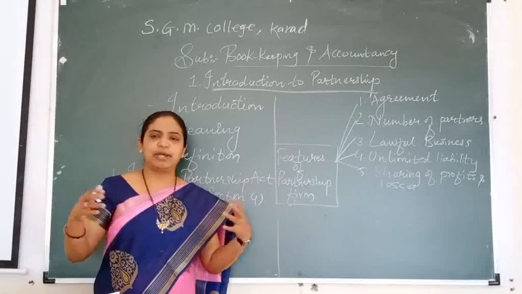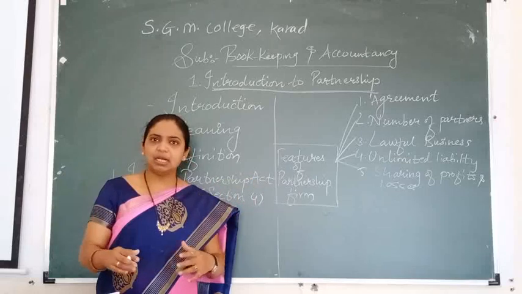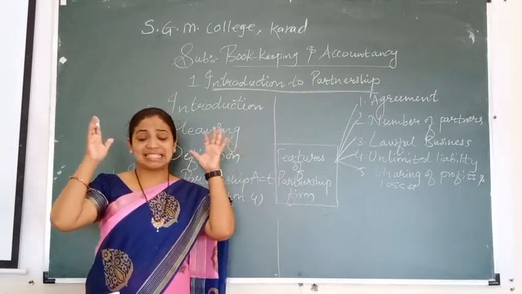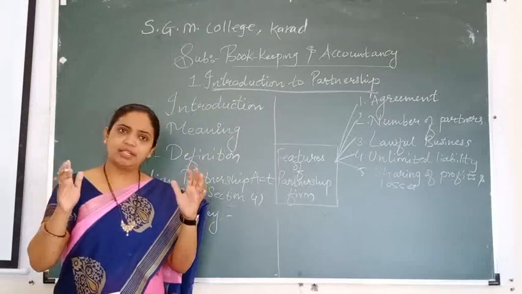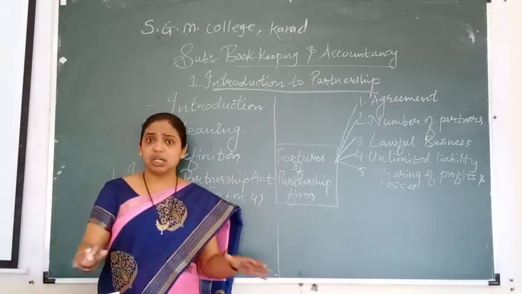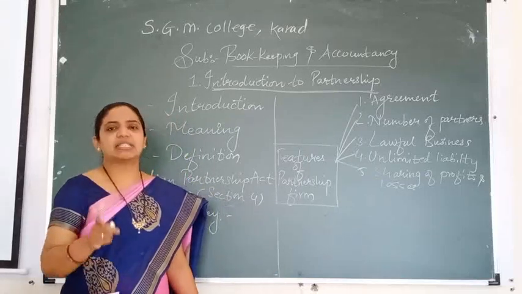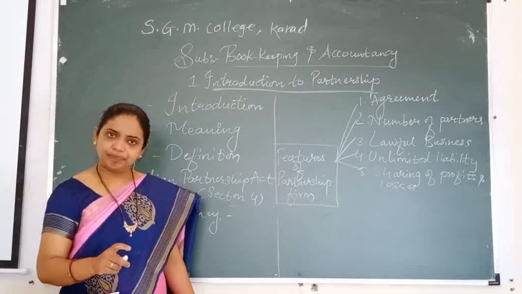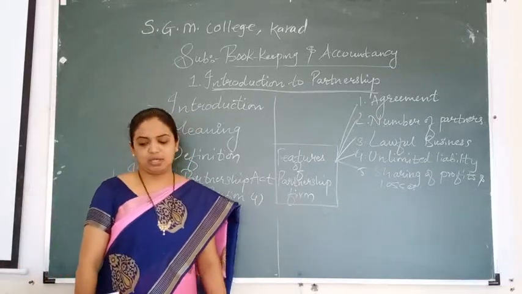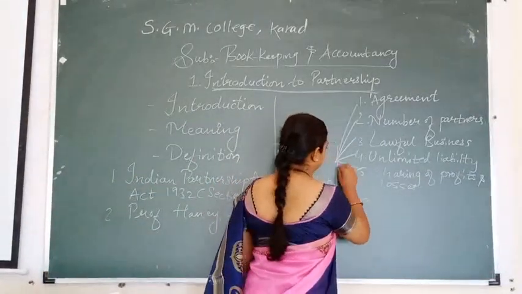So when partners contribute capital, according to their mutual understanding, they decide the ratio, and according to the ratio, they share profits and losses. But if it is not there in the deed, at that time they have to share profits and losses equally. Got it? That is point number 5, sharing of profits and losses. Moving ahead, the next one is registration.